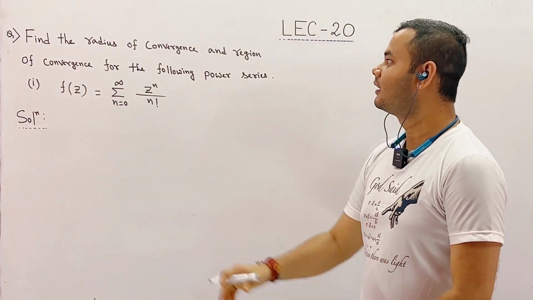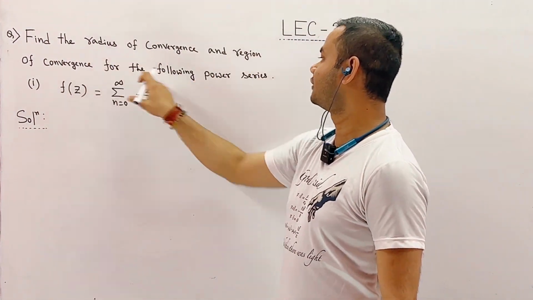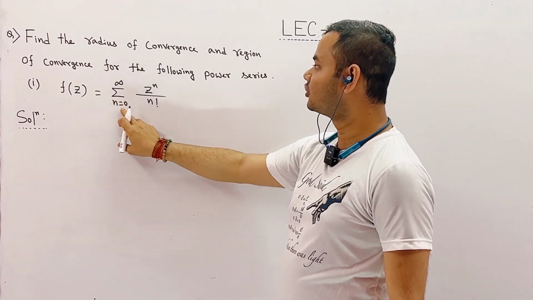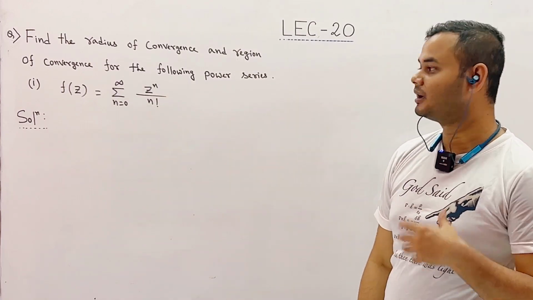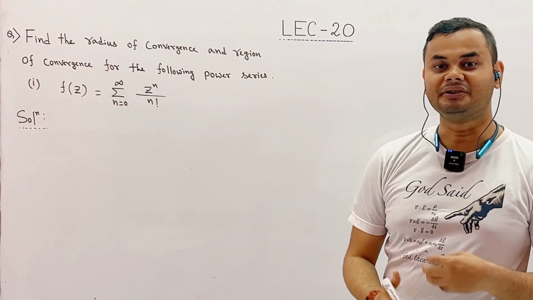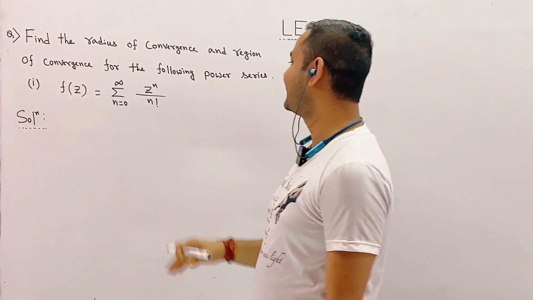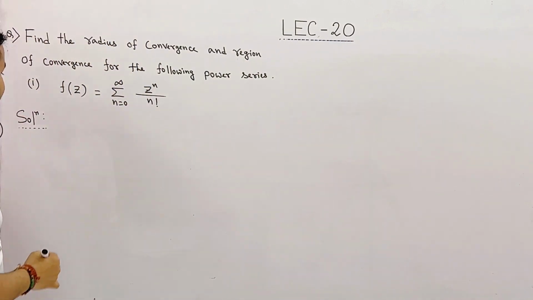Problem number 1. Find the radius of convergence and region of convergence for the following power series. f(z) is equal to summation n goes from 0 to infinity z to the power n divided by n factorial. Here we have seen that this power series is expanded about the origin because here z naught is equal to 0. Now let us find the nth term and n plus 1th term for this power series.